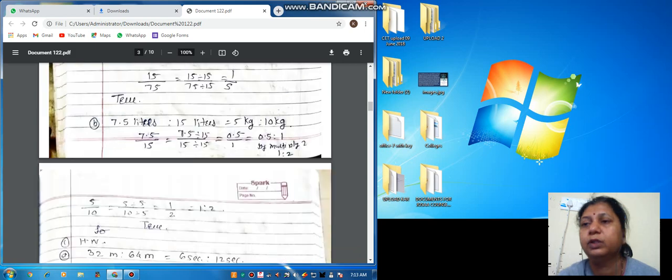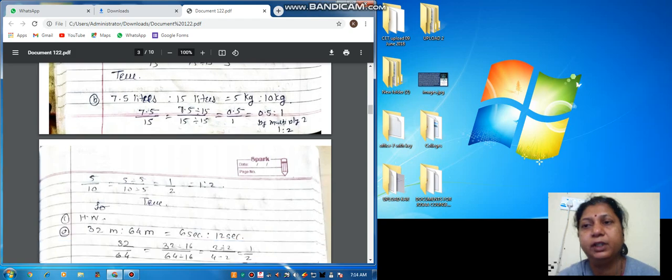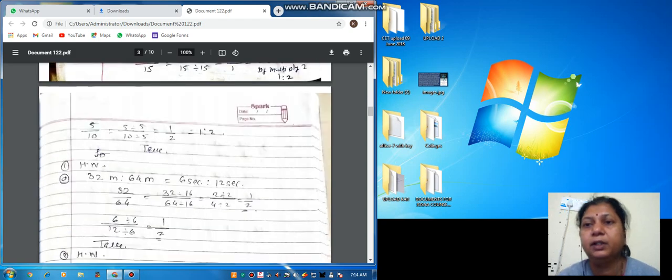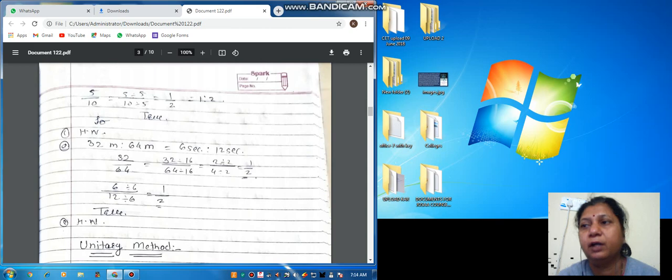Okay, so let's see the next ratio 5 upon 10. Now 5 upon 10 can be divisible by 5. So 5 1s are 5 and 5 2s are 10. So it is 1 as to 2. So see both ratios are the same. So it is true. Now next example. C you have to take as homework. So let's start the D.